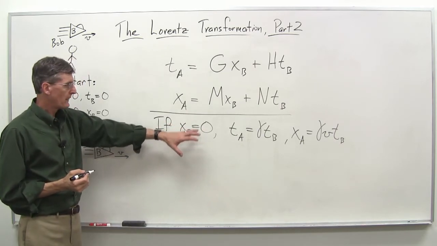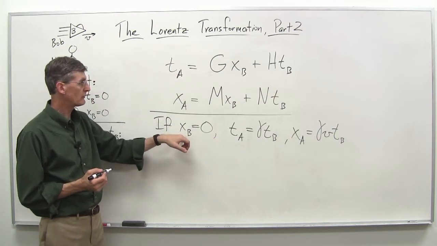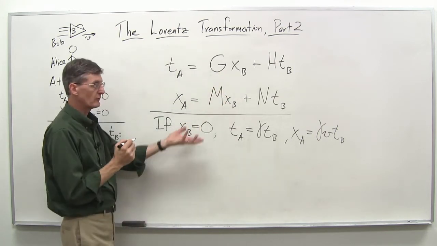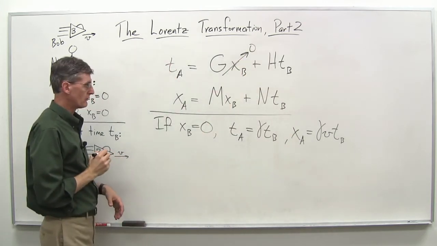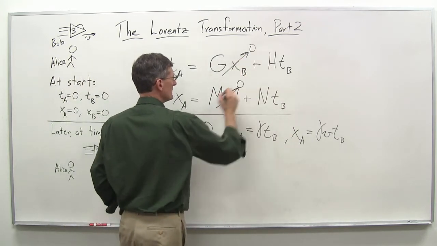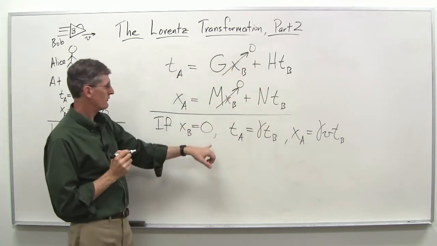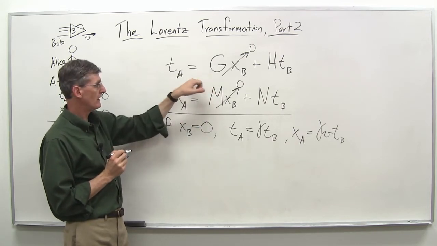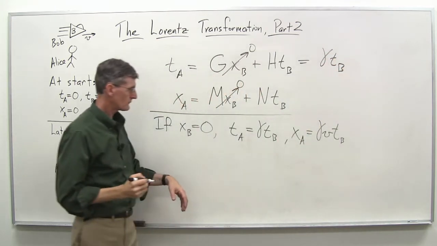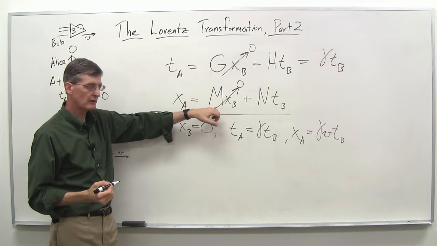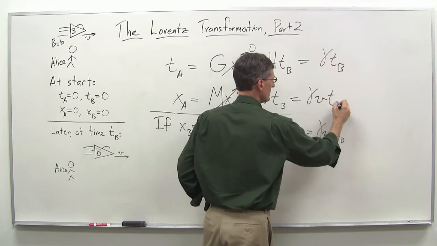And as we said before, these equations have to match these for this special case. So if XB equals 0, and we plug it into our equations here, this term goes to 0 for this special case, and this term goes to 0 as well. We know TA has to equal gamma TB. And XA, for this special case where XB equals 0, has to equal gamma V TB.